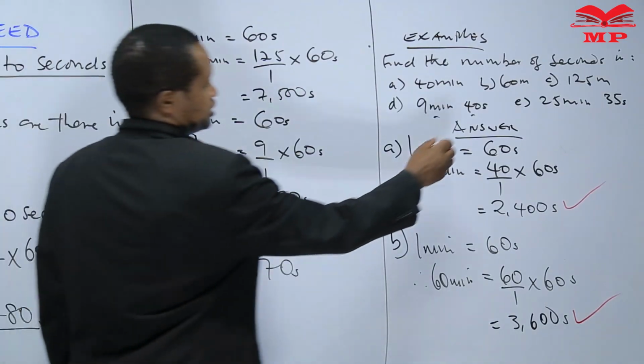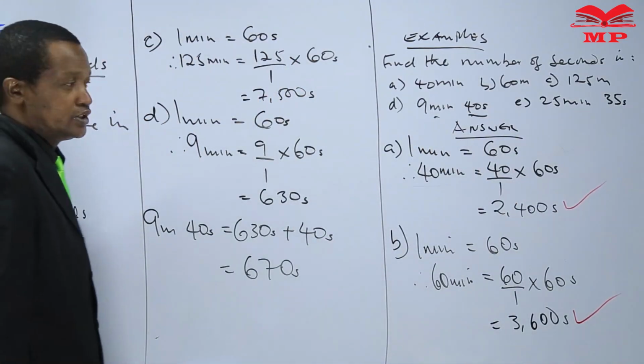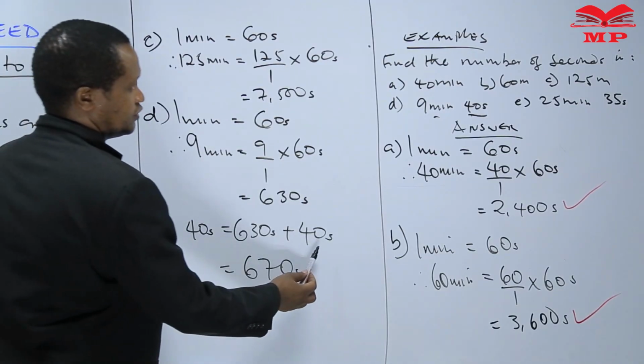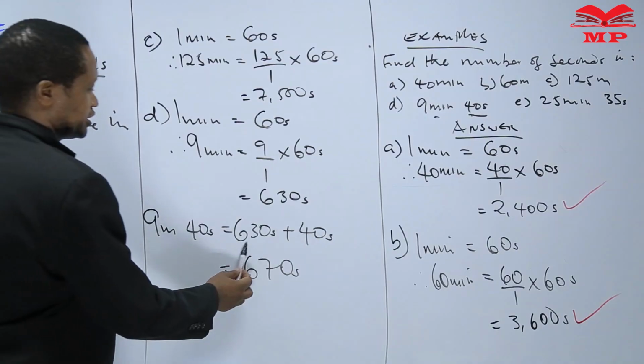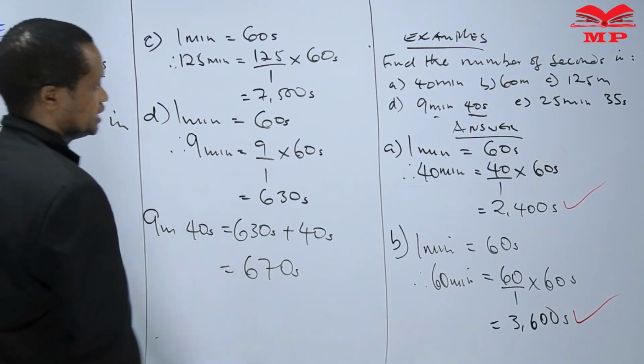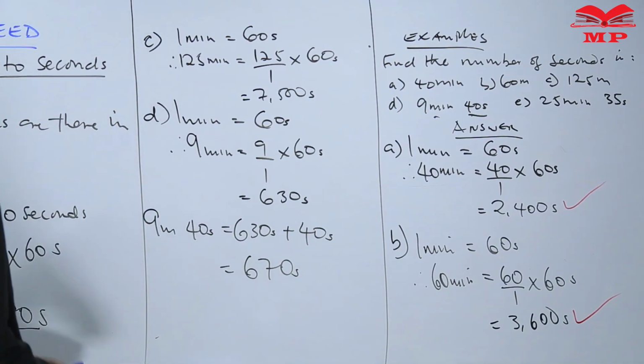These seconds do not need any conversion. The seconds are in seconds. So we just add the 40 seconds to the 630 seconds, which we converted from 9 minutes. Then part E.